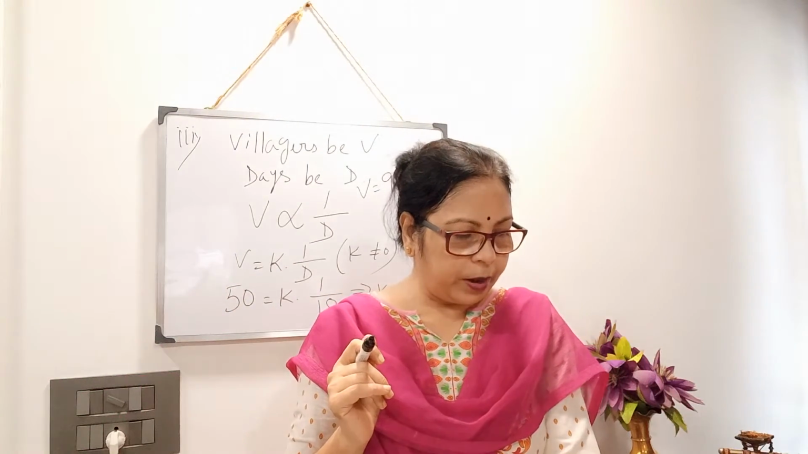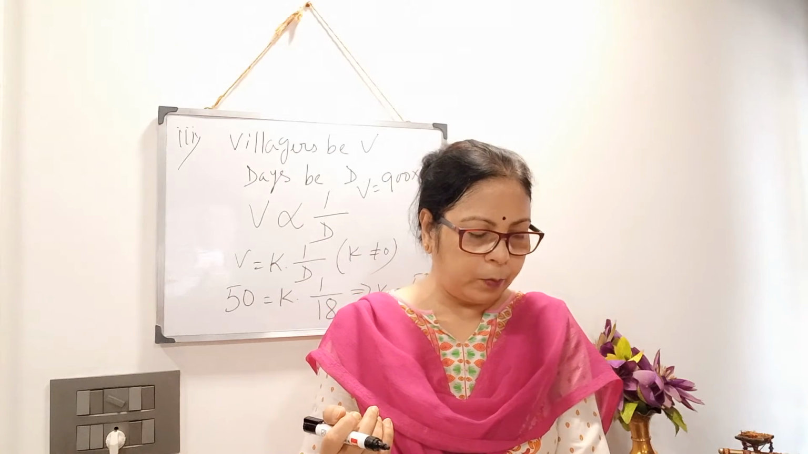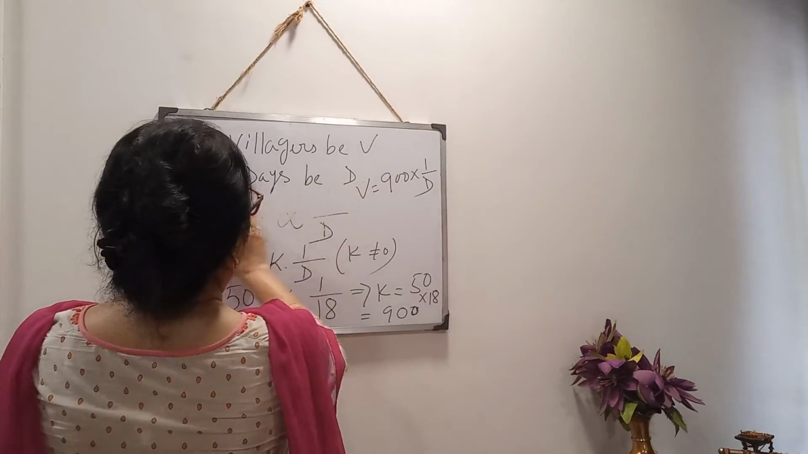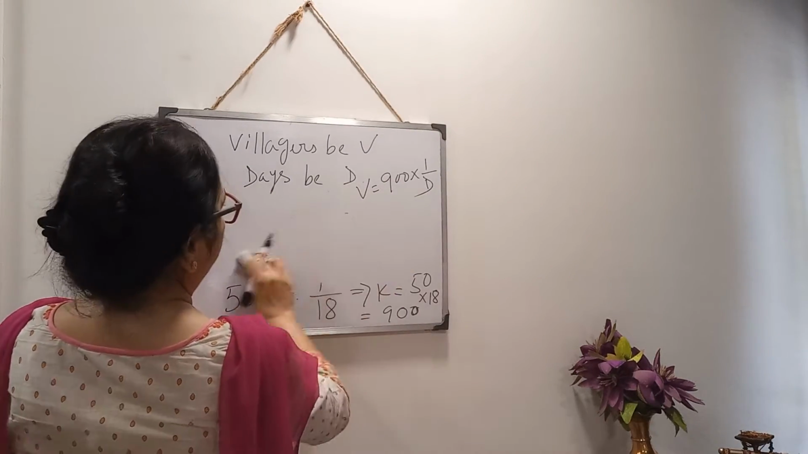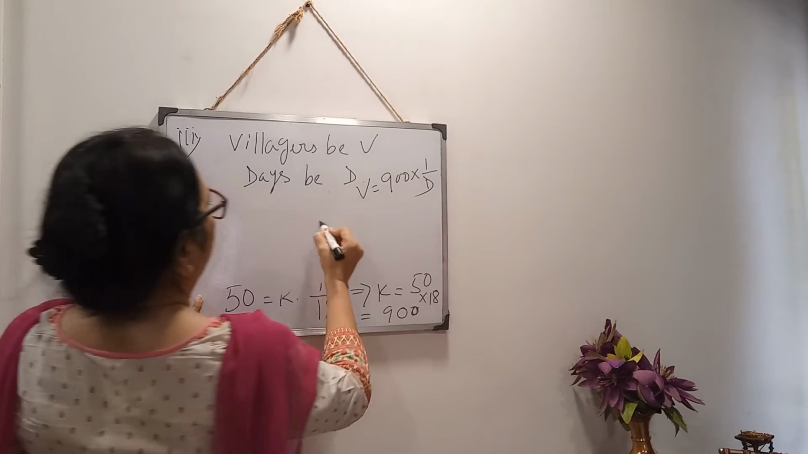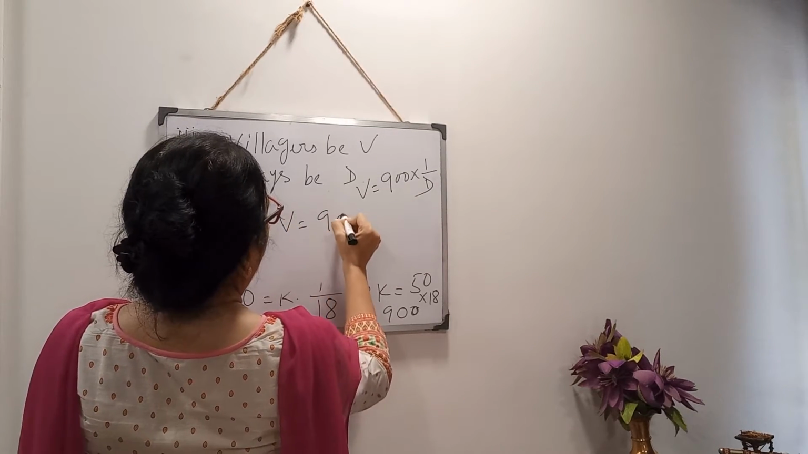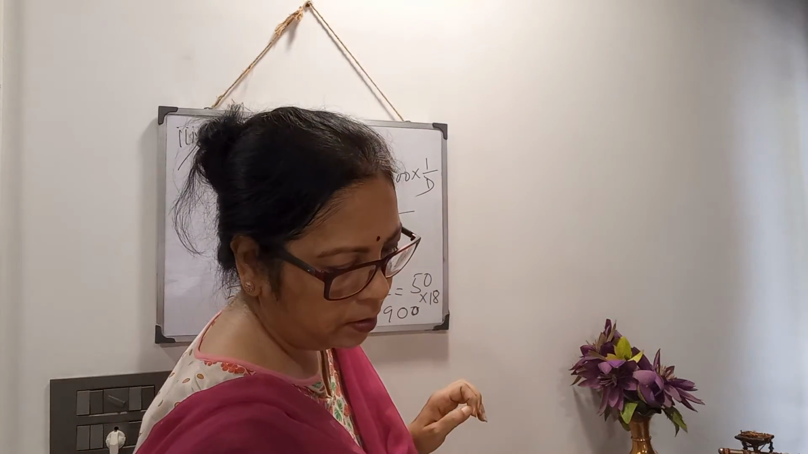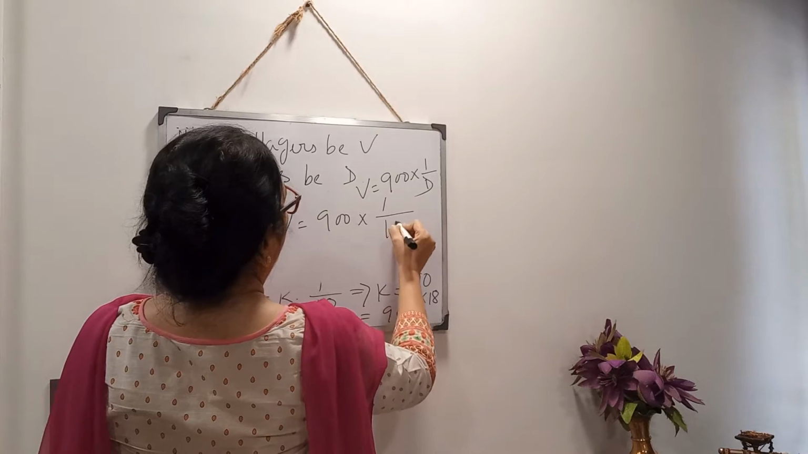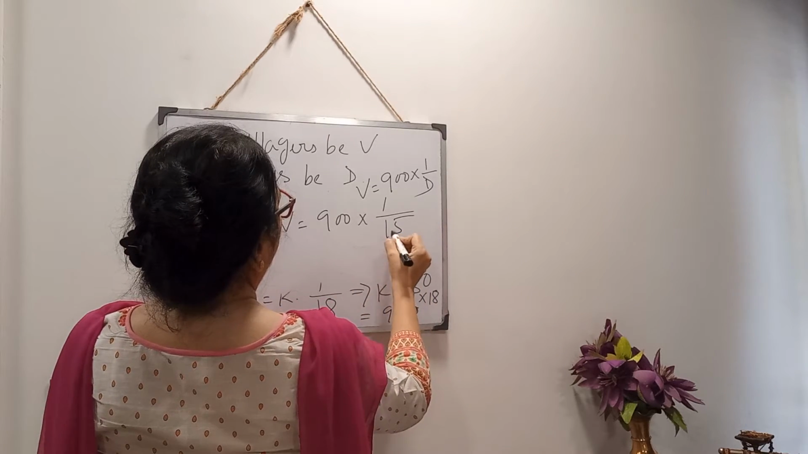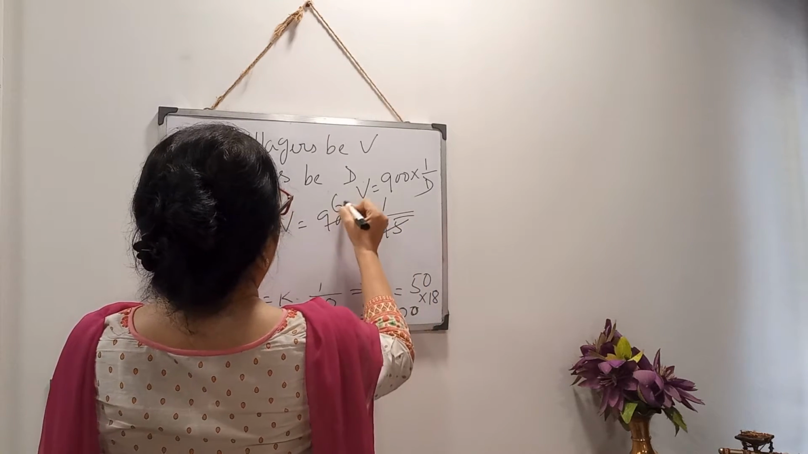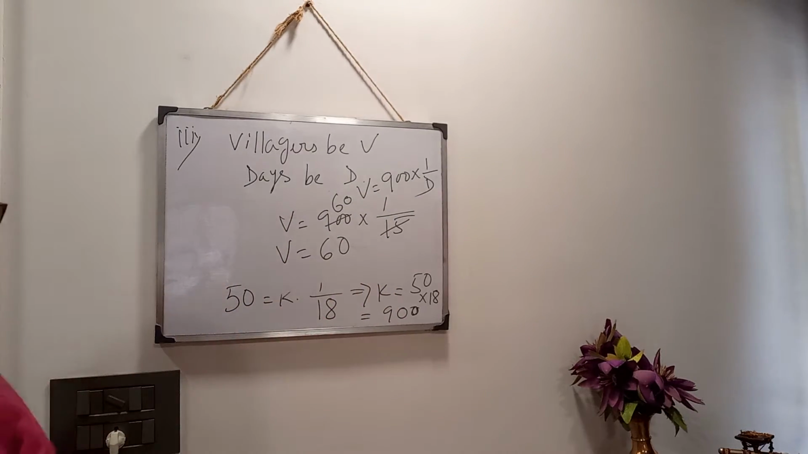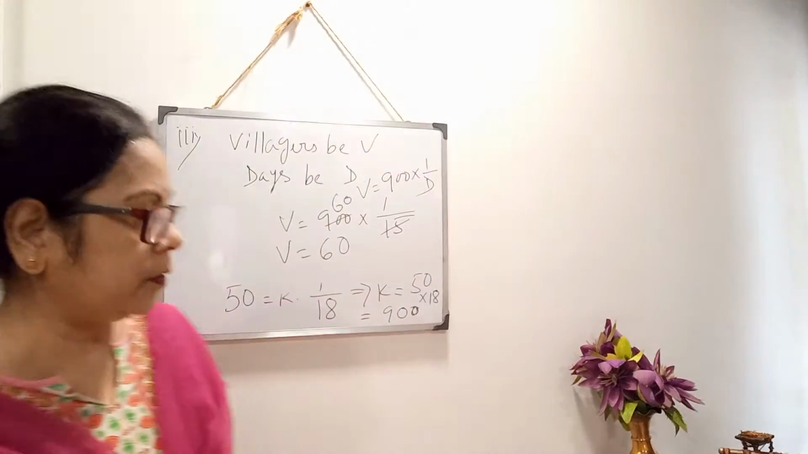By using theory of variation, how many extra persons will be required to dig the pond in 15 days? Okay, so first I have to find out the number of villagers. V equals 900 by 15 days. Then 60. The number of villagers is coming 60. Here, this is not your answer. Clear?